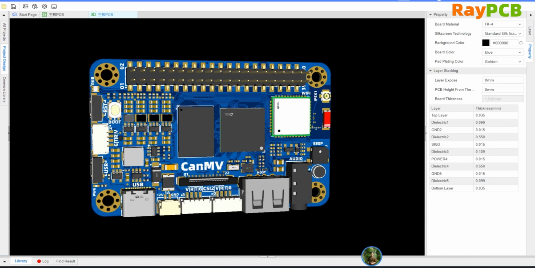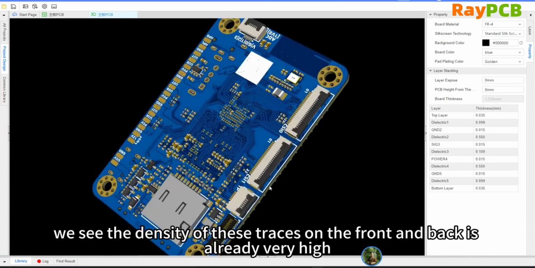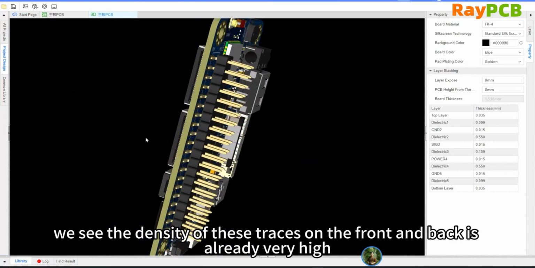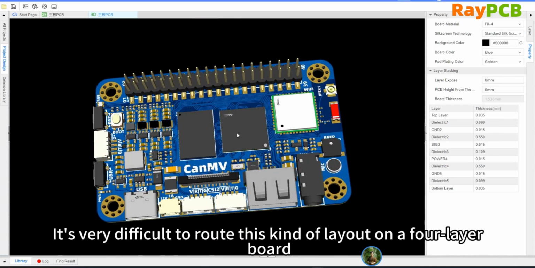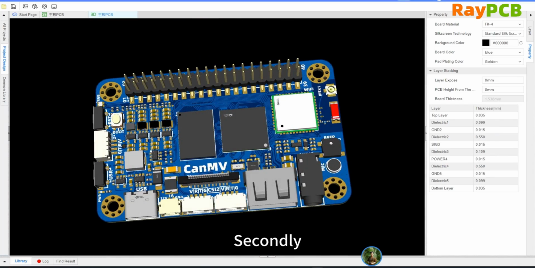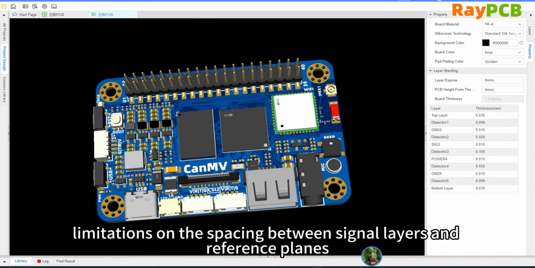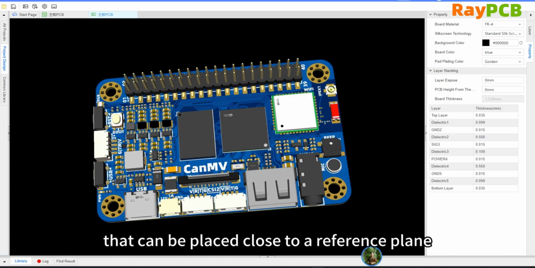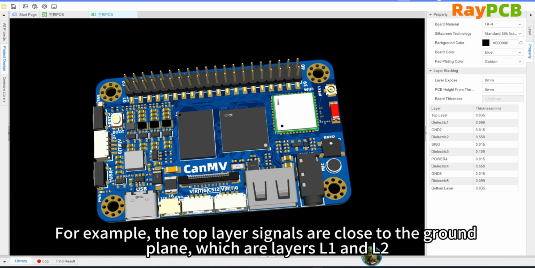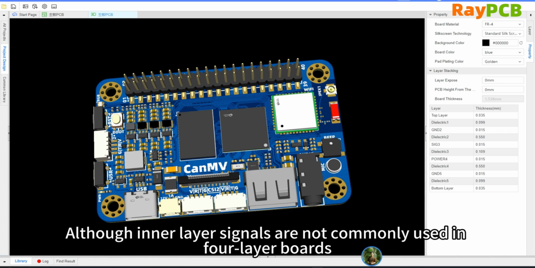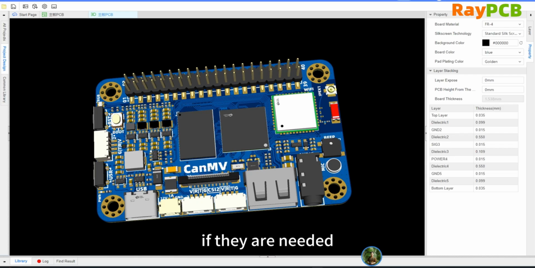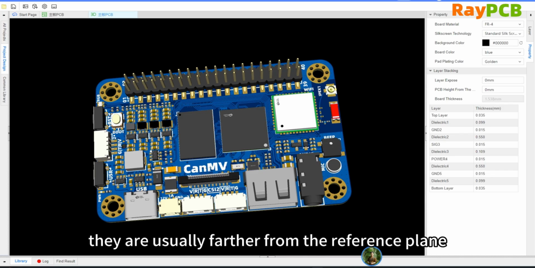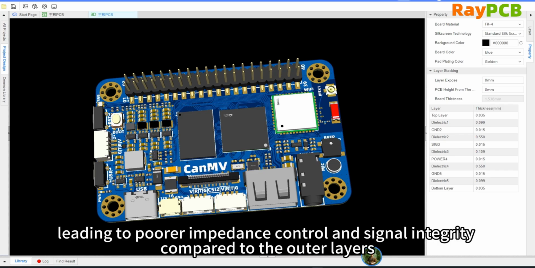For example, with this PCB, as you can see, the density on both the front and back sides is already extremely high, and with these two BGAs, it's very hard for a 4-layer board to handle all the routing. Another limitation is the spacing between the signal layers and the reference planes. In traditional 4-layer boards, usually only the outer layers have signal traces, and they are adjacent to the reference planes. The top layer signals are next to the ground plane, and the second and third inner layers, although not commonly used for signals in 4-layer boards, if needed, are usually farther from the reference planes, which leads to less effective impedance control and signal integrity compared to the outer layers.